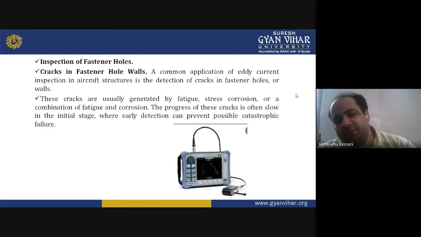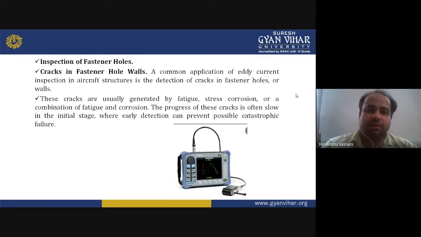Now, the inspection of fastener holes, and cracks in fastener hole walls. A common application of eddy current inspection in aircraft structure is the detection of cracks in fastener holes or walls. These cracks are usually generated by fatigue or stress corrosion or a combination of fatigue and corrosion. The progress of these cracks is often slow in the initial stage, where early detection can prevent possibly catastrophic failure. So this is how the inspection is done.